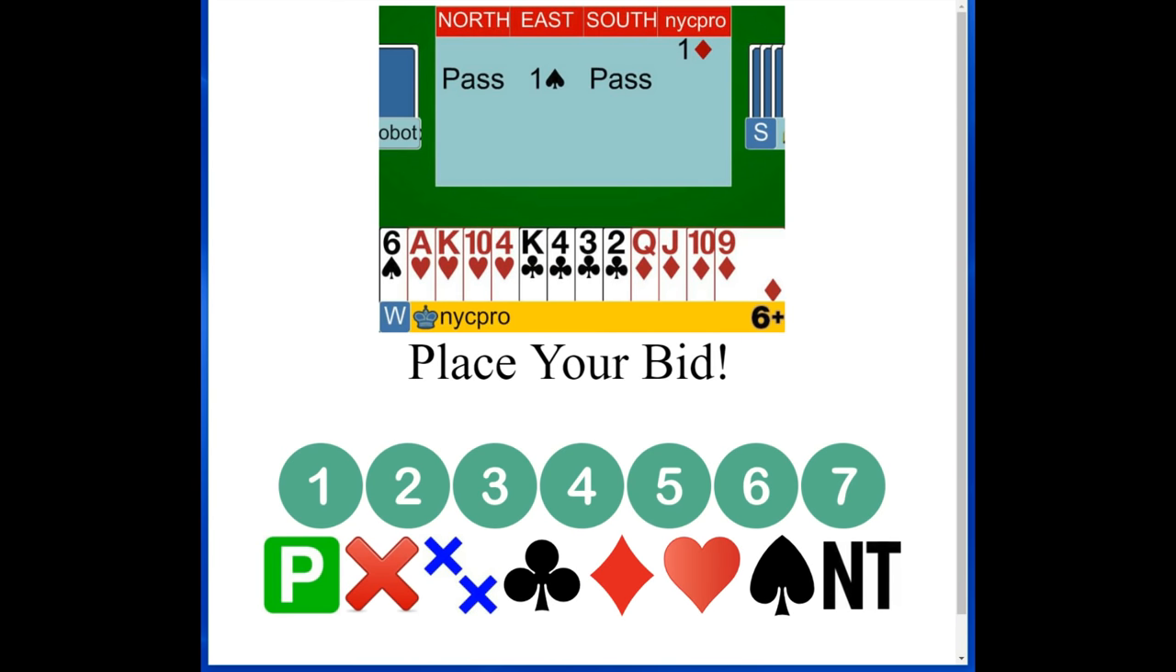Okay, so on the next hand, we've opened a diamond, and partner has bid 1 spade, and it's your call.